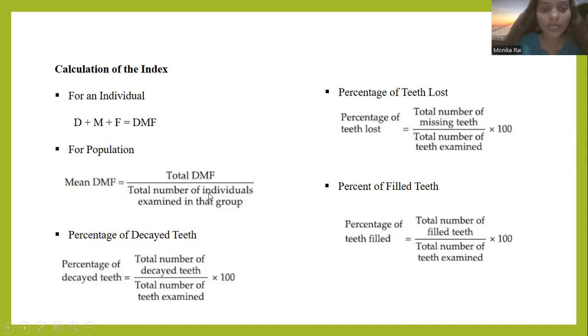अगर DMF में हमने यहाँ डिकेड मिसिंग फिल तीनों डाल दिया, अगर डिकेड का अलग निकालेंगे तो सिर्फ डीके यहाँ डालेंगे. लॉस्ट का यानी कि मिसिंग का डालेंगे तो सिर्फ यहाँ मिसिंग टीथ डालेंगे. फिल्ड का अगर हमें चेक करना है तो सिर्फ यहाँ पे हम फिल्ड टीथ डालेंगे बाय नंबर ऑफ टीथ एग्जामिन्ड इनटू 100.